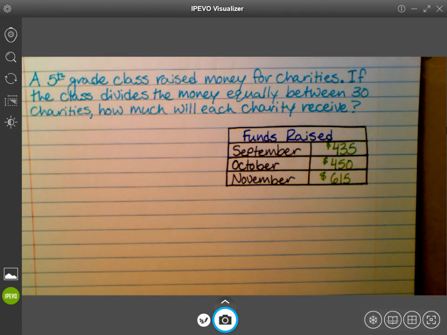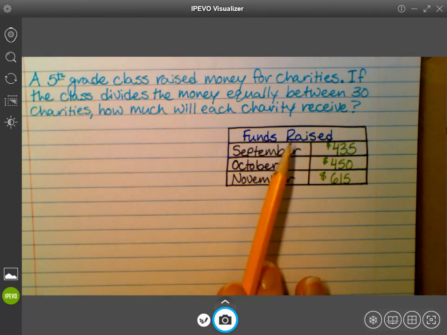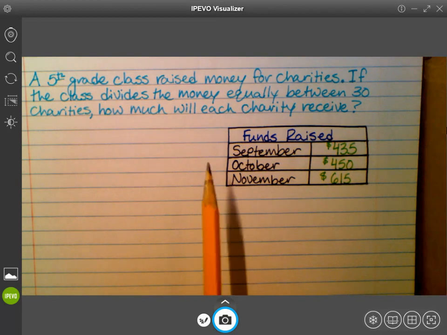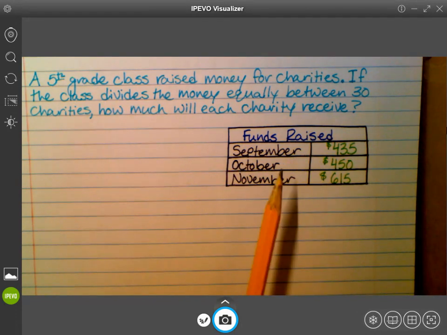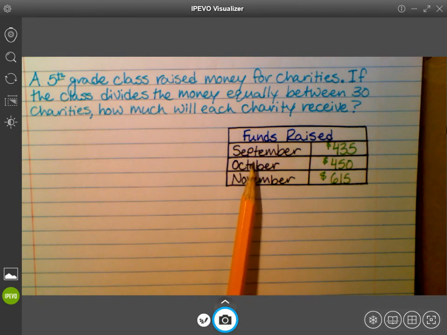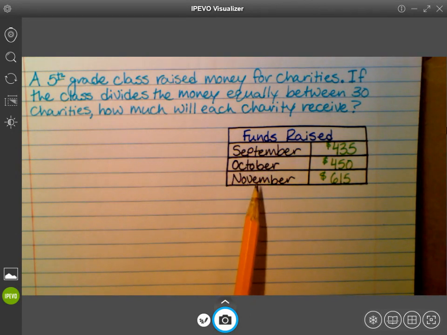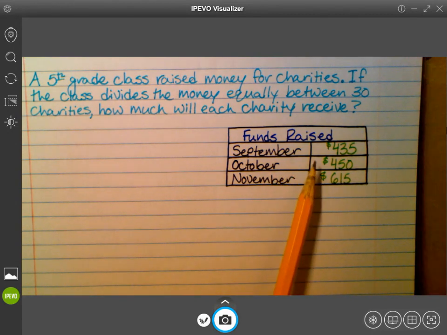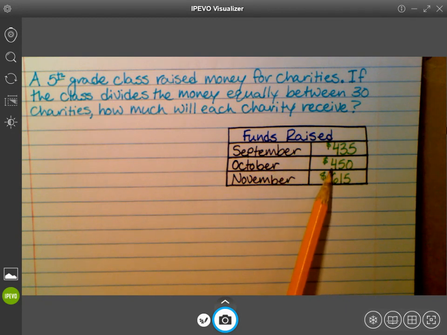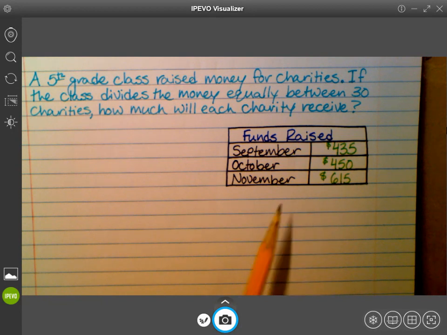All right, and then in our table, at the top of our table, it says funds raised. And so funds, that's the same as like money. That's why if you have a fundraiser, you're raising funds. So funds raised. And then on our left rows, we have September, October, November. In September, they raised $435. October, they raised $450. In November, they raised $615. Frank, go ahead.